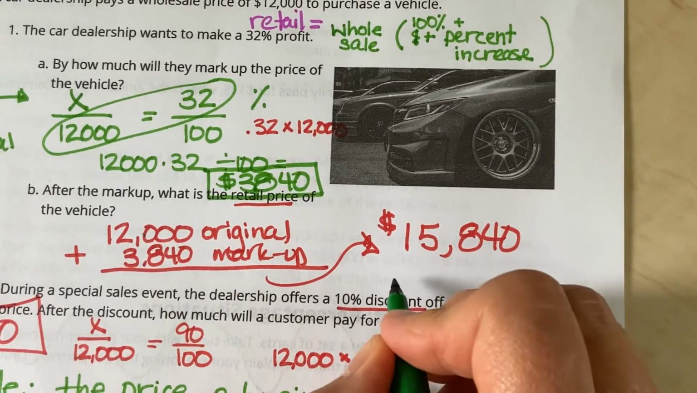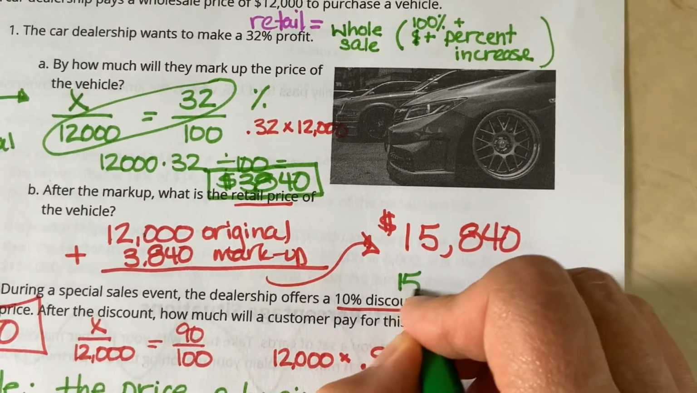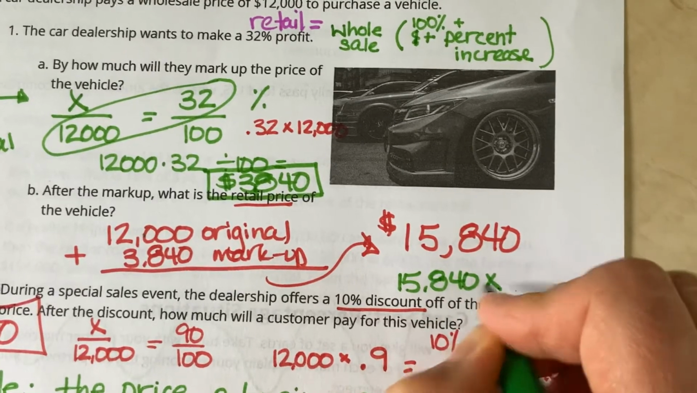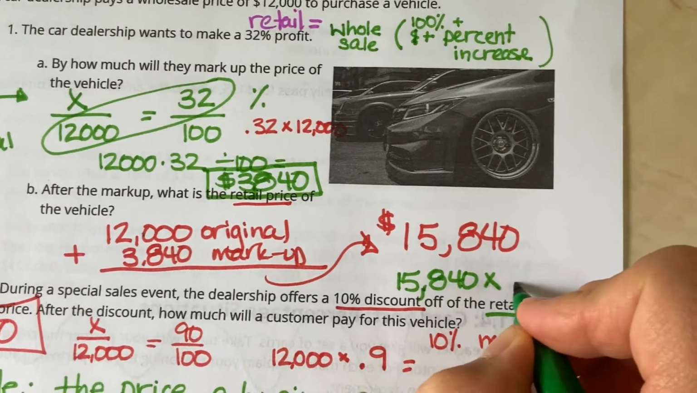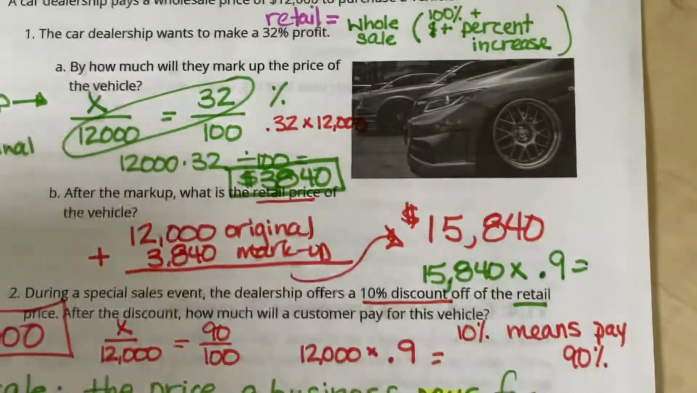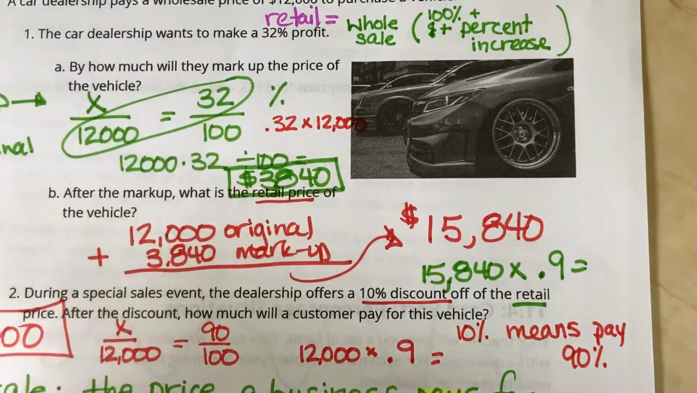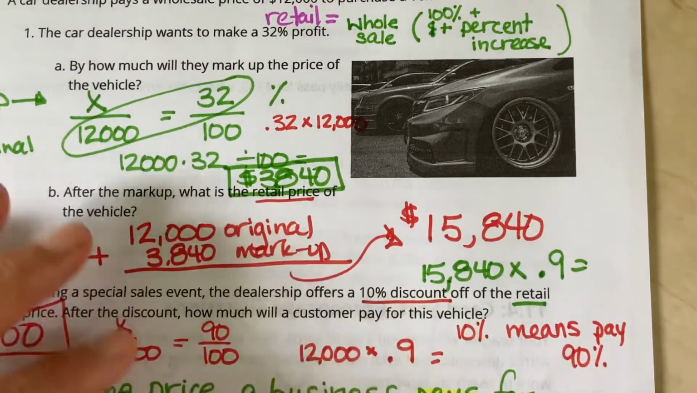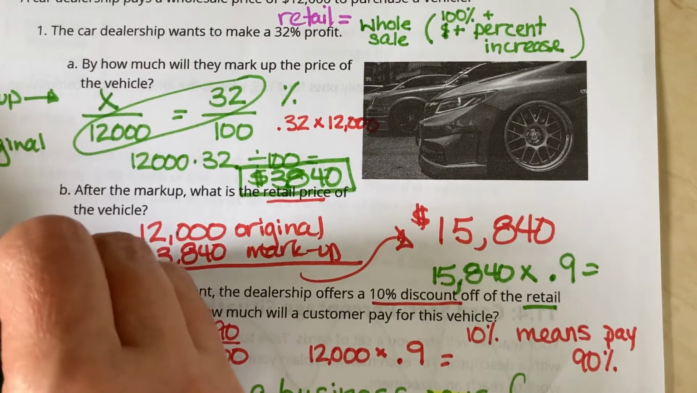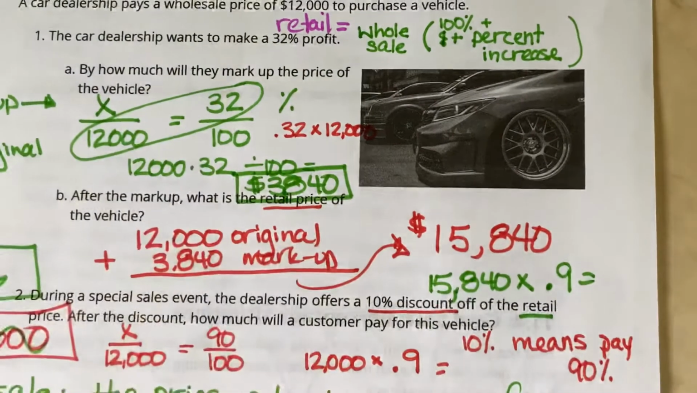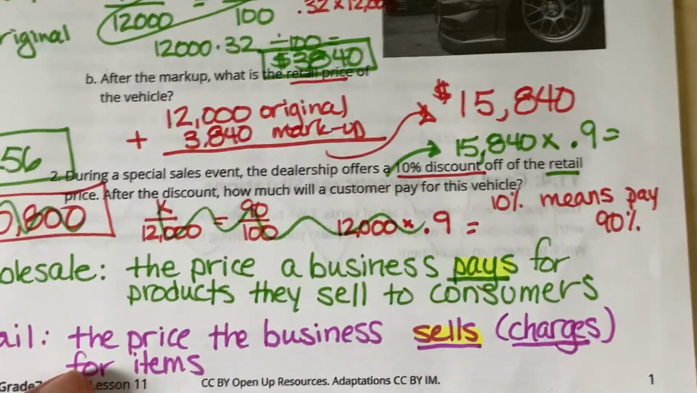So if I did 10% off the retail, my retail was 15,840 times 0.9 equals, so I can fix my mistakes, 840 times 0.9. All right, it's 14,256. That's with 10% off. So we're going to get rid of that. We did it up here. You're going to love my arrows everywhere.